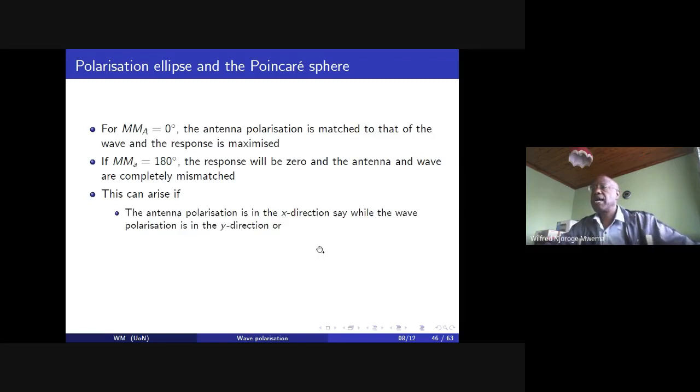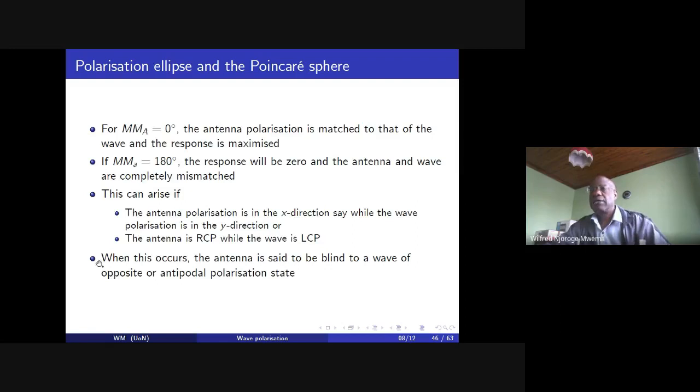And this could arise if the antenna is polarized in the X direction, say, while the wave polarization is in the Y direction. Or we have an antenna with right circular polarization, while the wave is left circular polarization. Whenever this occurs, the antenna is usually described as blind to that wave, or blind to a wave of opposite or antipodal polarization state. And when you are dealing with communication systems, that's what you'll be worrying about.